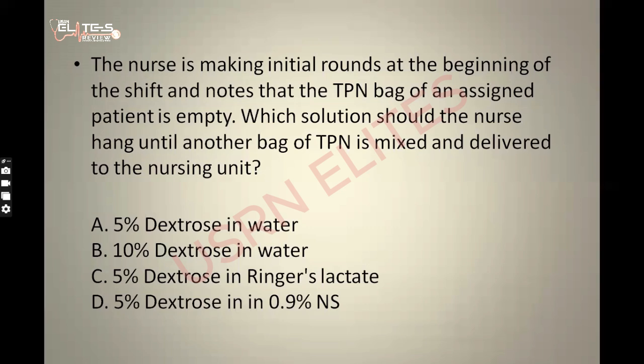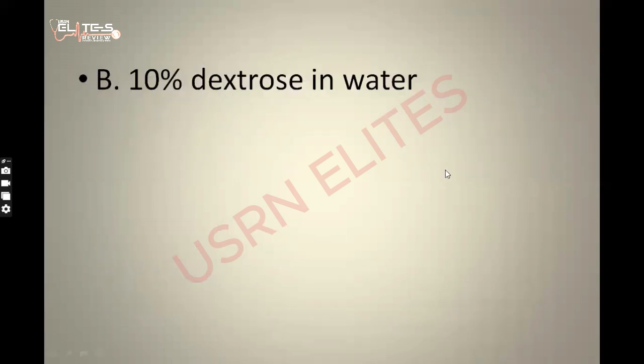You're making initial rounds at the beginning of the shift, and you know that the TPN bag of an assigned patient is empty. Which solution should the nurse hang until another bag of TPN is mixed and delivered to the nursing unit? You know, I said this. So what do you think will be suitable here? Option B, 10% dextrose. Good, 10% dextrose. I hope we all understand. We are all on the same page, right?